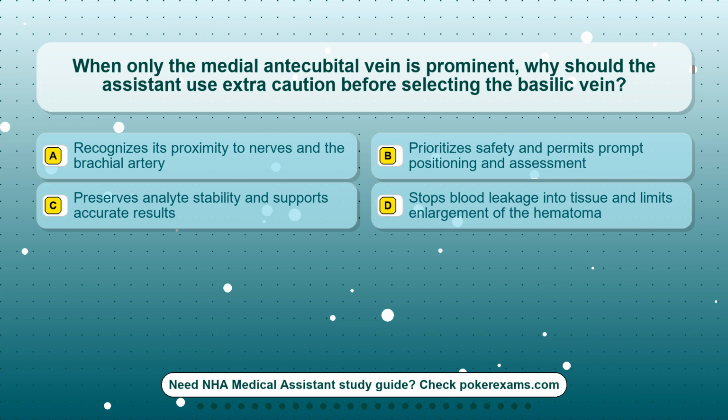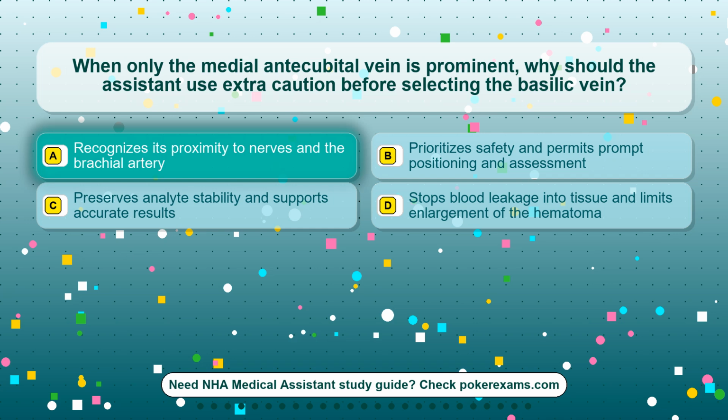Question 1. When only the medial antecubital vein is prominent, why should the assistant use extra caution before selecting the basilic vein? Option A. Recognizes its proximity to nerves and the brachial artery. Option B. Prioritizes safety and permits prompt positioning and assessment. Option C. Preserves analyte stability and supports accurate results. Option D. Stops blood leakage into tissue and limits enlargement of the hematoma.